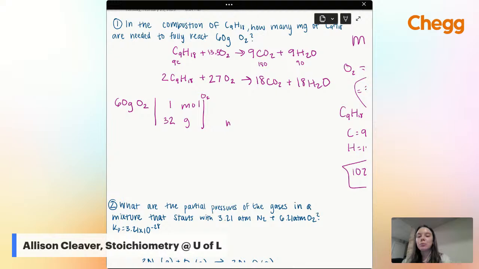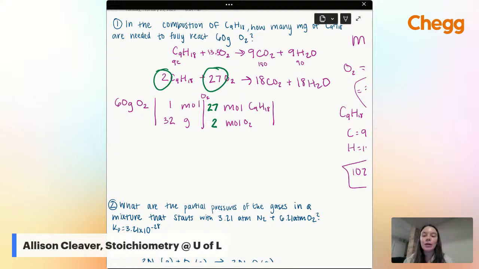So we do moles of O2 to moles of C9H18. And then we just look at those coefficients directly from the problem that we balanced. So we see we have a 2 here and a 27 here. So we're just going to match those to our corresponding ones. So 2 for O2 and 27 for C9H18.